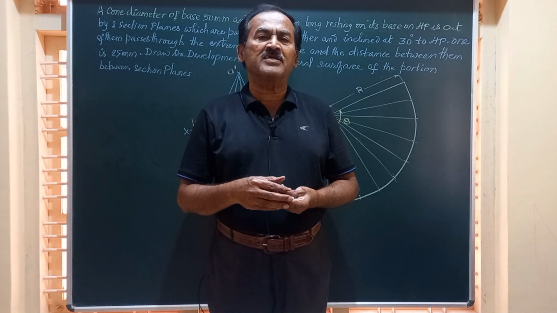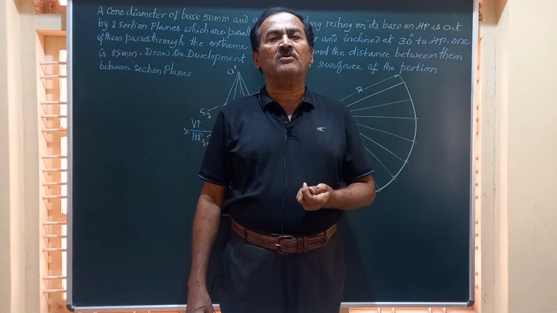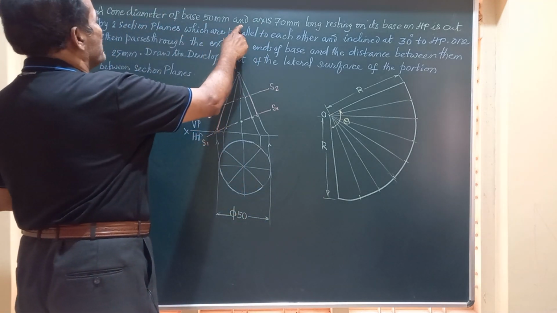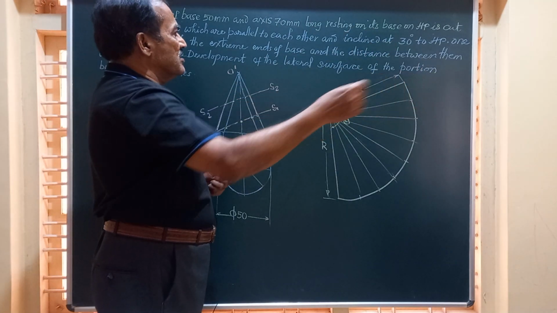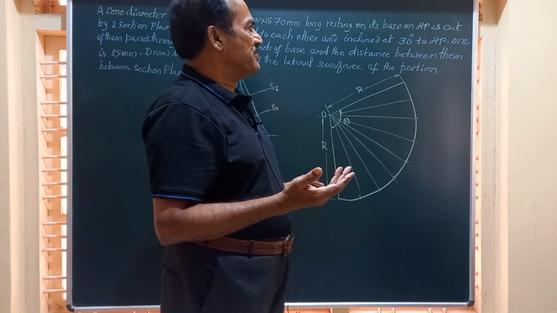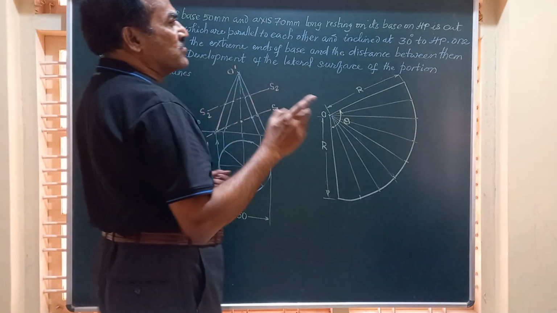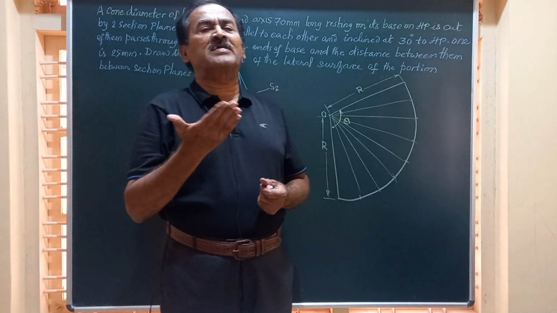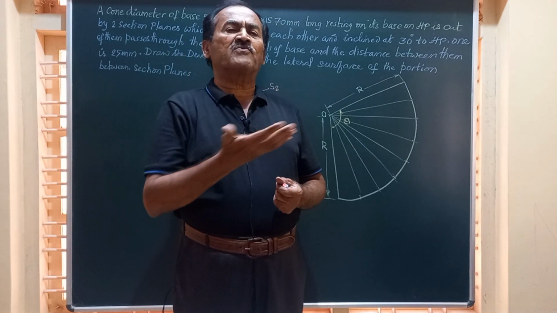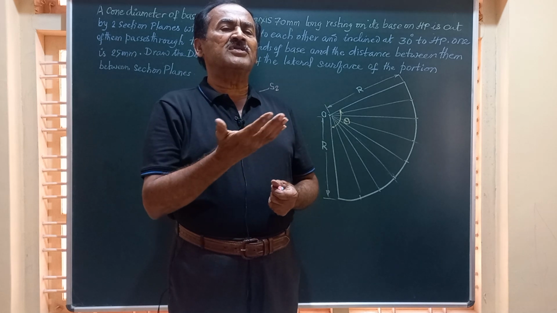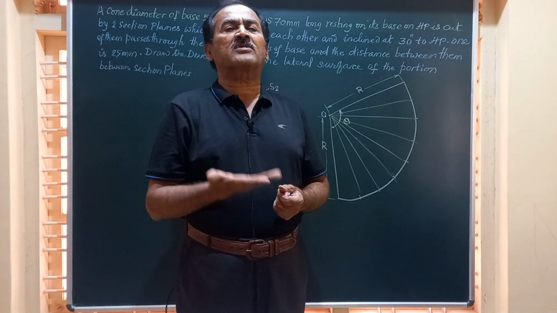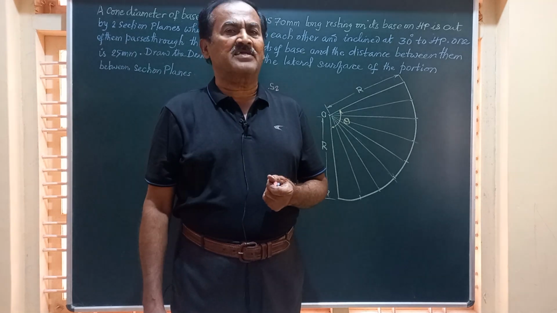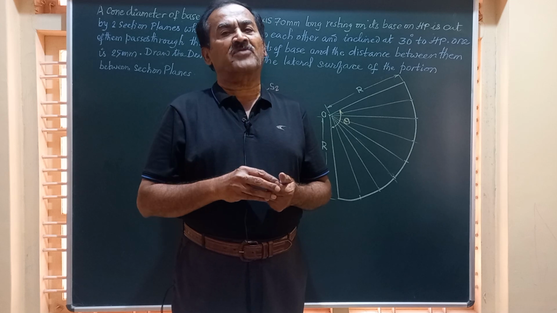Friends, let's see what is the question we have for today's video. The question reads like this: a cone, diameter 50 mm and axis 70 mm long, resting on its base on HP, is cut by two section planes. Before we go to the section planes, let us see how to place the object. Generally for all these problems on solids, the initial position is that we place the object on HP such that its base is completely in contact with the horizontal plane. So we obtain the top and front views.